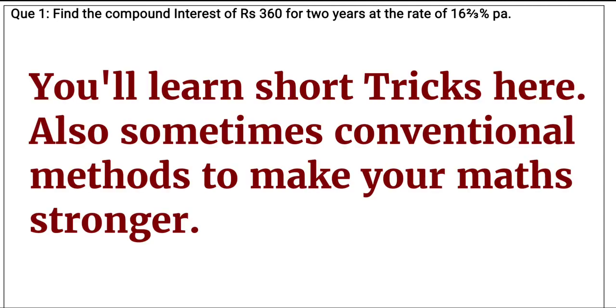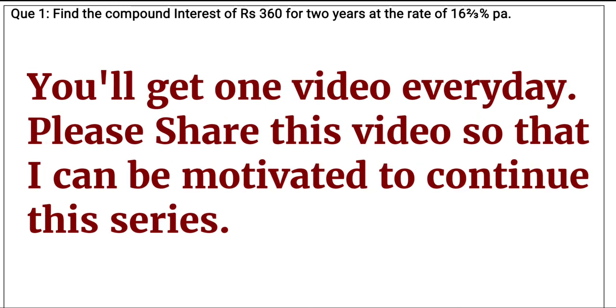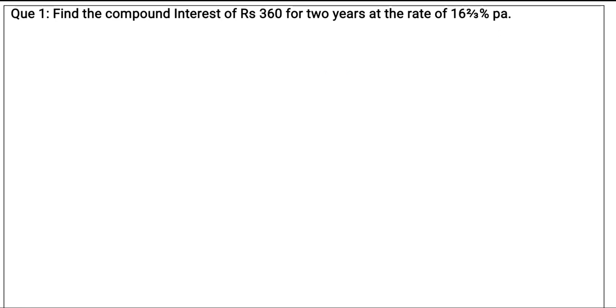So I will teach you shortcut tricks to solve the questions, and within a few seconds you will be able to solve any question, whether it's easy or difficult. So I'll teach you basically shortcut techniques, how to crack a question in a few seconds. For example, we have this question: find the compound interest of rupees 360 for 2 years at the rate of 16 2/3% per annum. So rate is given, time is given, principal is given, and we have to find the compound interest.